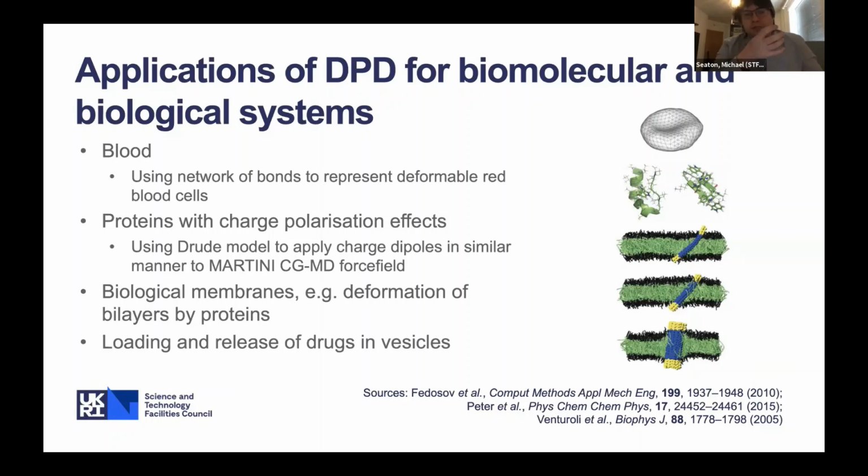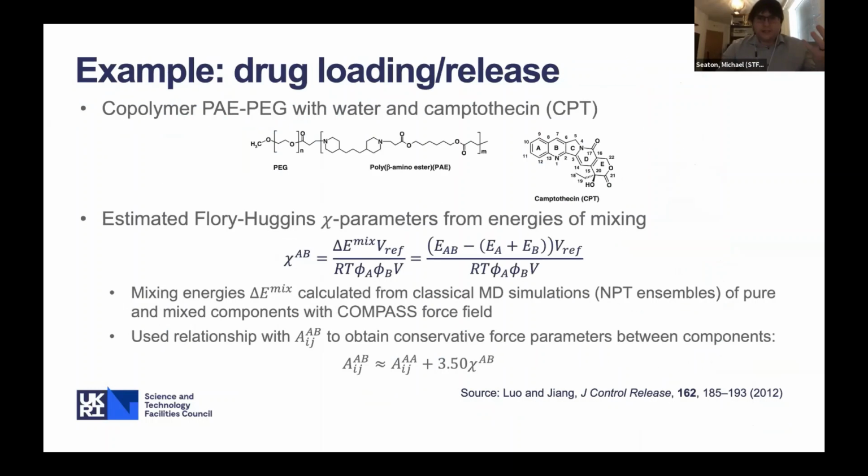There have also been simulations of biological membranes, so things like the example shown here, deformation of bilayers by proteins. And then there's another example I'm going to show in a little bit more detail, which is loading and release of drugs in vesicles. In this case, we've got a copolymer, polyamino ester and polyethylene glycol, sorry, in water. And there's also an anti-cancer drug, camptothecin.